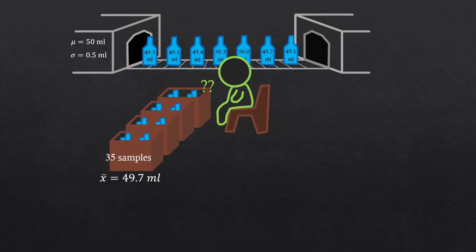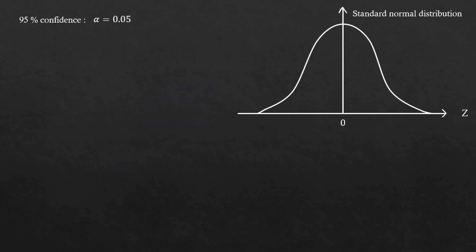No. That could simply be your subjective judgment. So we should investigate this statistically. The boss told us to call him when we are 95% confident about the situation. Alpha is what we call significance level in statistics. 0.05 means 5% of uncertainty, and that means 95% of confidence.